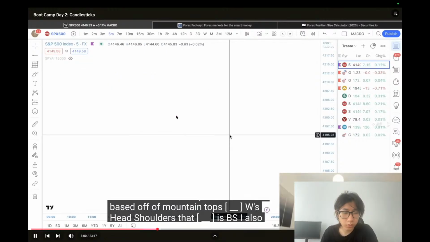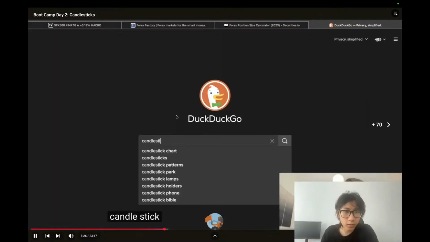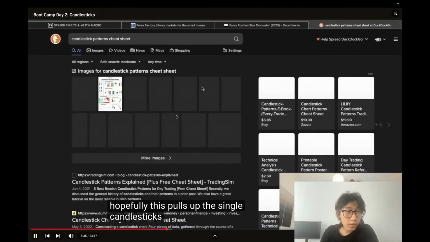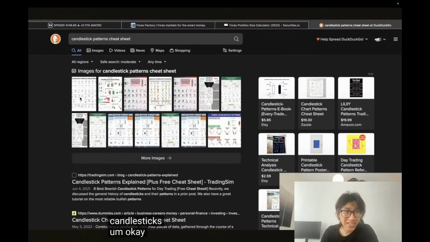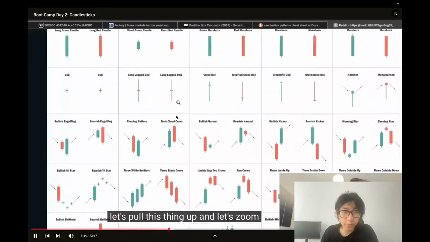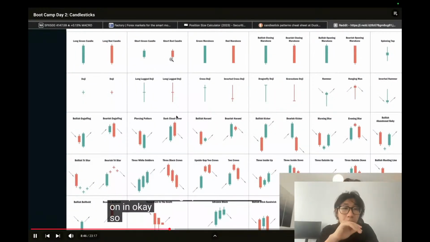And what's next? Let's show super basic single candlesticks. Okay, good. It has some of them on there. Zoom in. That's super popular.